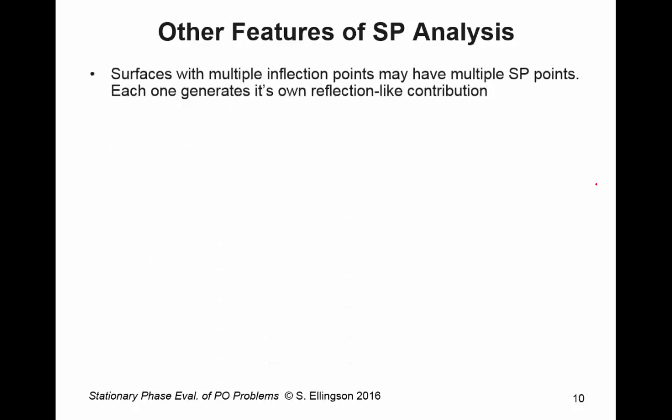So some other features of stationary phase analysis. Surfaces with multiple inflection points may have multiple stationary phase points, and each one generates its own reflection-like contribution. So an example I might show is a surface like this and a source and field point. Well, we get a specular point or a stationary phase point there. We might get a stationary phase point there. So there's no reason why we can't have multiple stationary phase points, just like we have multiple reflection points.